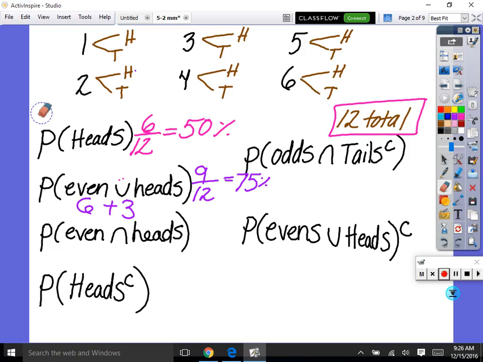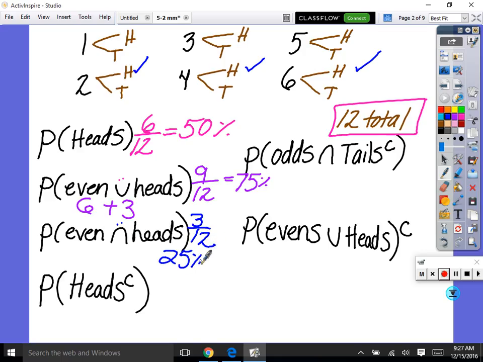So it says, what's the probability of even intersect heads? Now, intersection is where they cross, guys. It has to be both at the same time. It has to be even and heads, and that's it. Does everybody understand? Even and heads. So how many times does that happen? Right there, right? Even and heads, even and heads, even and heads. Only 3 times, correct? So you would say 3 out of 12. The intersection is only where they intersect. It has to be even and at the same time heads. Is everybody good with that? 3 divided by 12, oops, 25%.